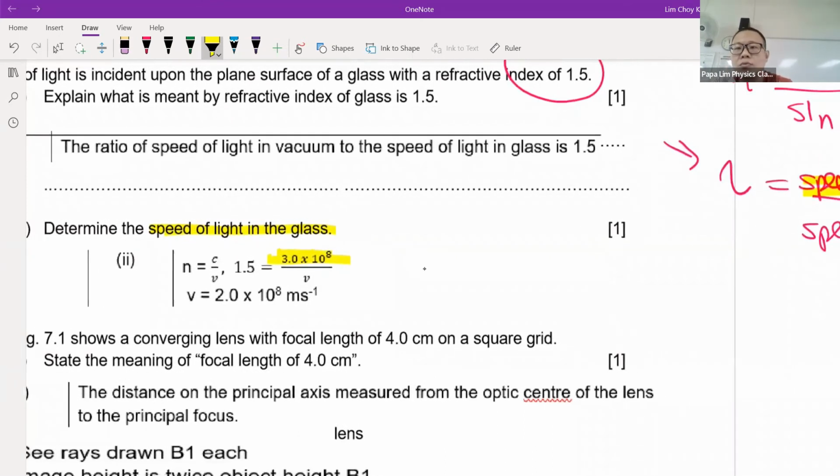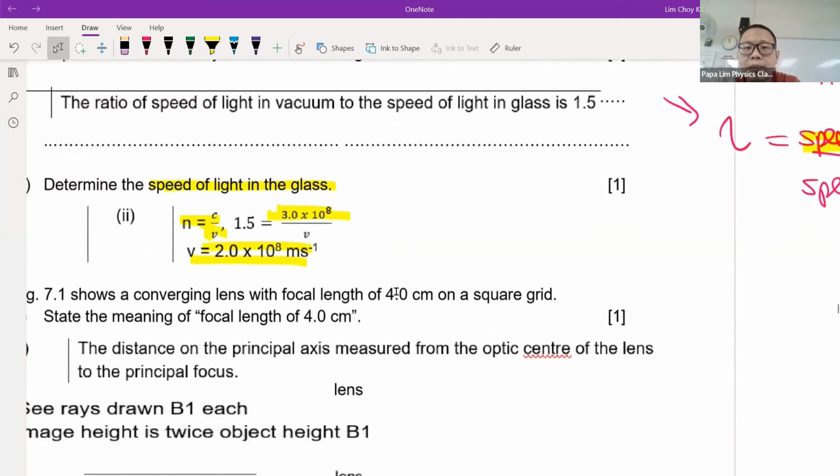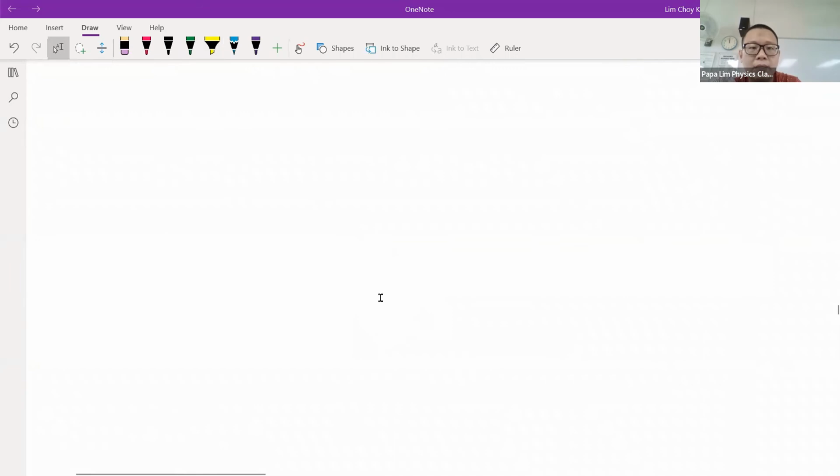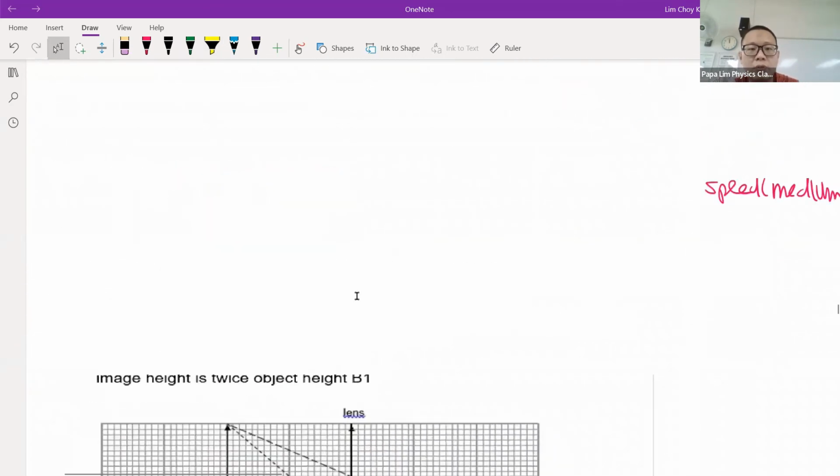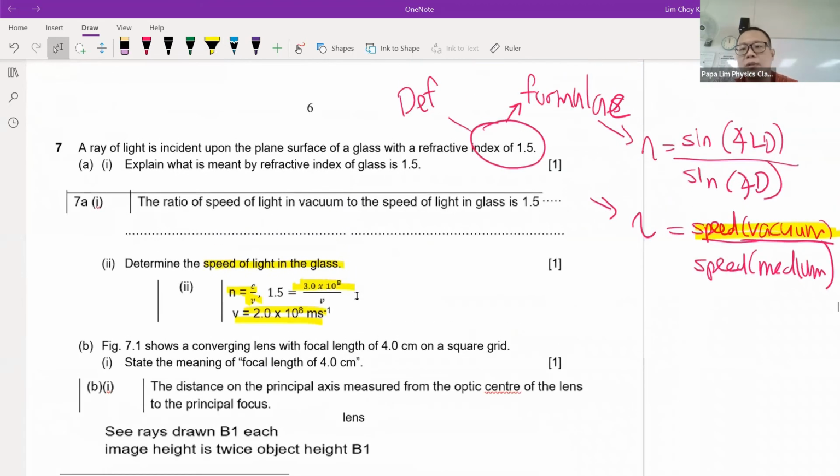Once you are okay with these numbers, you proceed with the formula and you'll be able to calculate the speed v. Your answer will be 2.0 times 10 power 8 meters per second. So it will be easily done. But take note, to tackle this question, you must know the formula for the refractive index, especially these two formulas. Because if not, there's no way you can derive the answer.